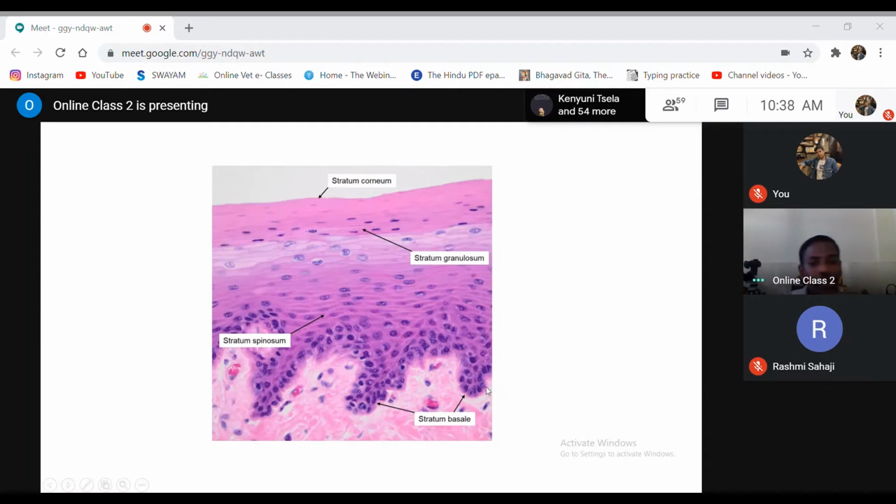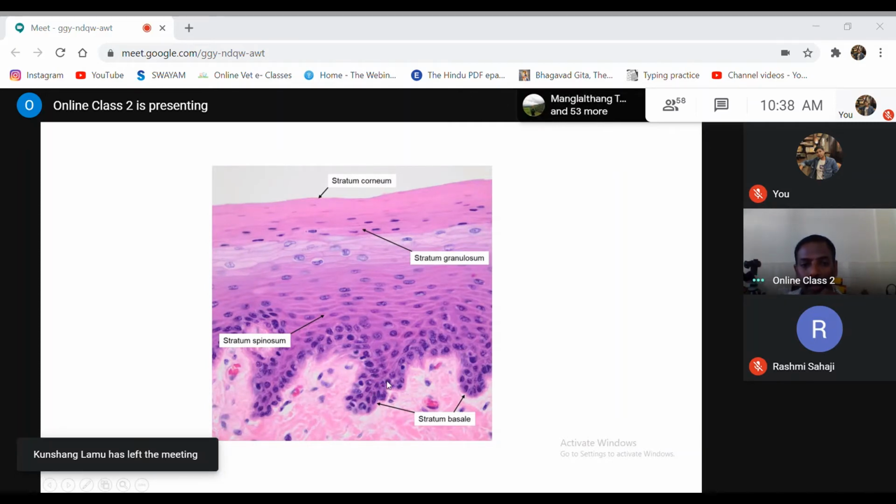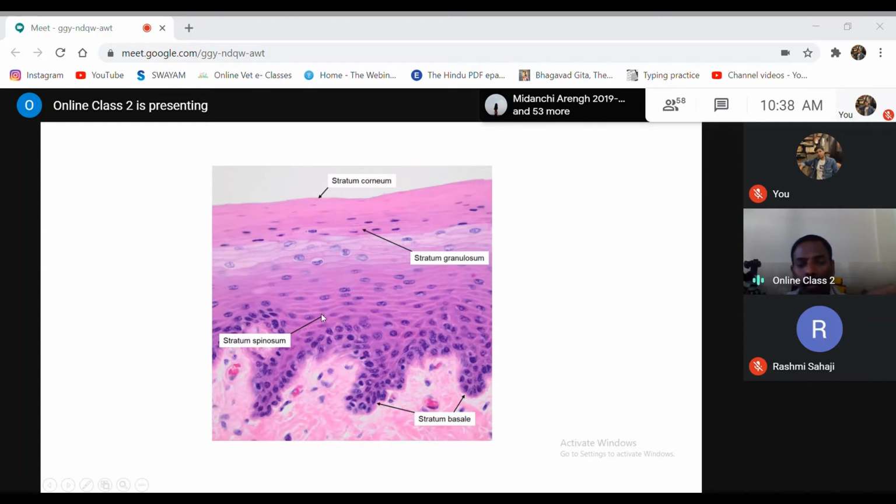You can find this is the stratum basale, where you can see the size of the nucleus and the type of cells. Here the cells are more round in shape, and the nuclei are more round in shape. Then when you move above, you can find that the cells become more elliptical or oval in shape. As you go higher, the number of nuclei is reducing. Then when you go to the stratum granulosum, you can find that the nucleus is totally flat.